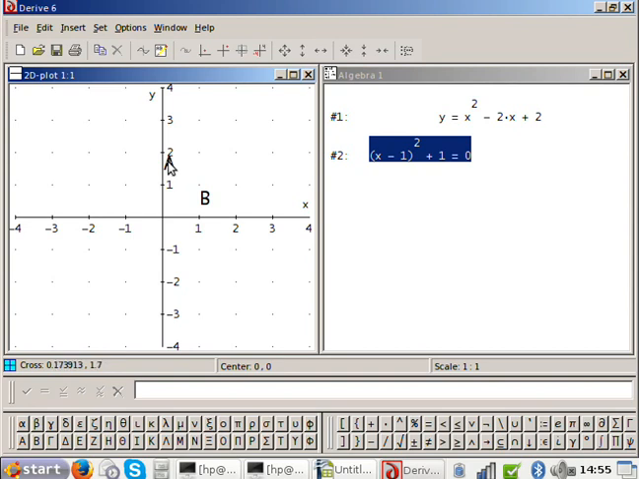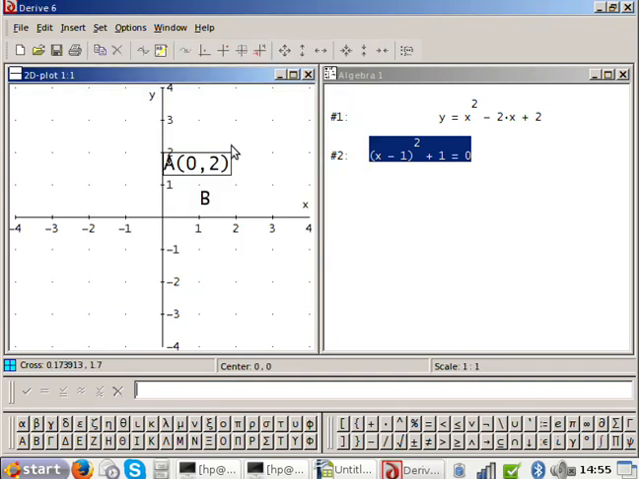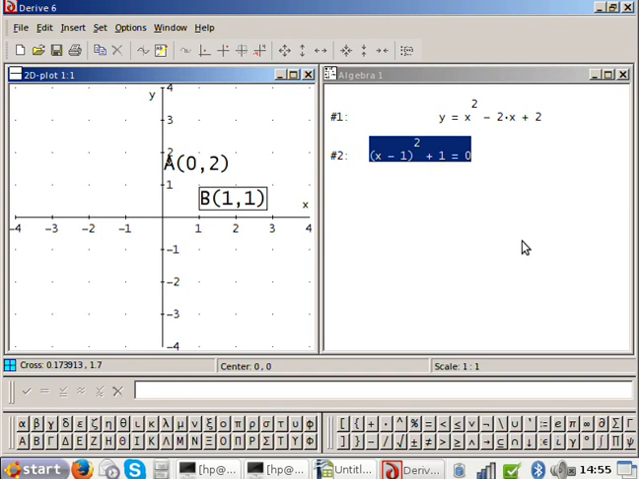A is 0, 2. And B is 1, 1. How do you know that? I just found them. I found the A because I made X 0, because the Y intercept. And how did I find the B? What did I use to find the B? The turning point. Yeah, which is what method? Complete the square. Let's see what you drew.